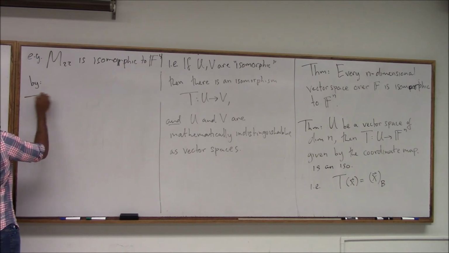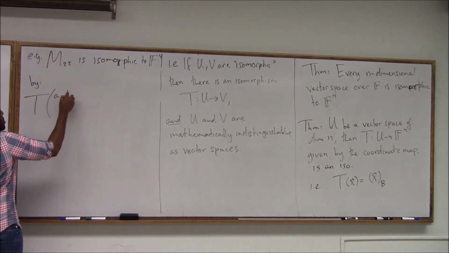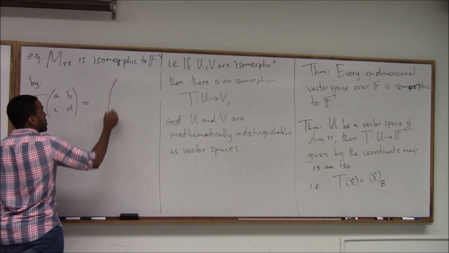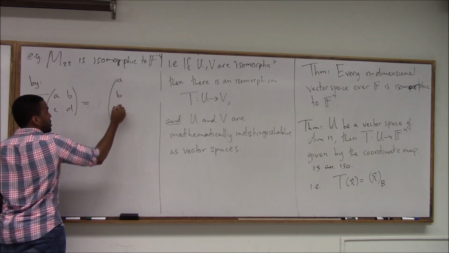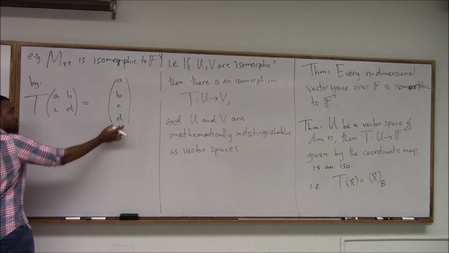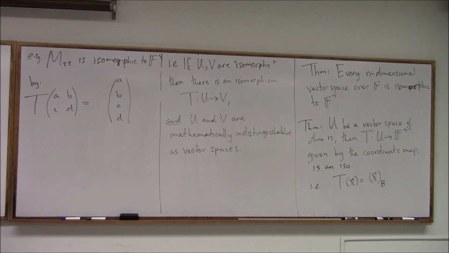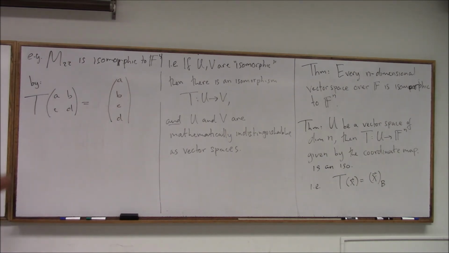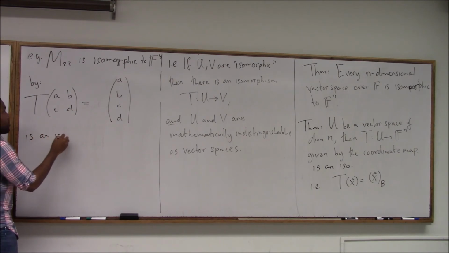So if I take T of A, B, C, D, I can output that to the vector A, B, C, D. And I can think of every 2x2 matrix as a 4-dimensional vector in that case. And so whatever I can do with a 4-dimensional vector, I can do with these matrices. This is an isomorphism.